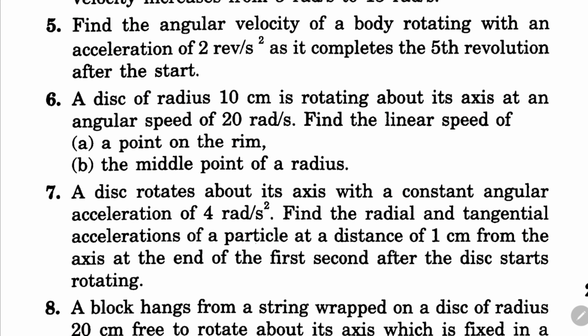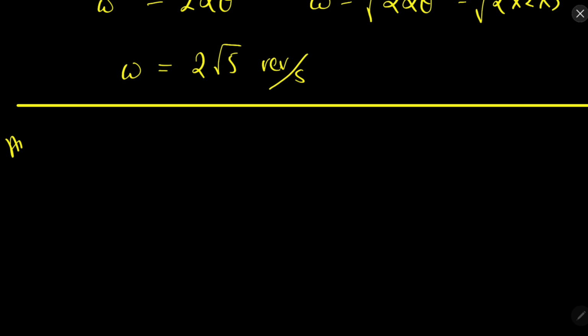In question 6, we have a disc of radius 10 cm and it is rotating about its axis at an angular speed of 20 radian per second. So we need to find the linear speed of a point on the rim and the middle point of a radius. So the 6th question.